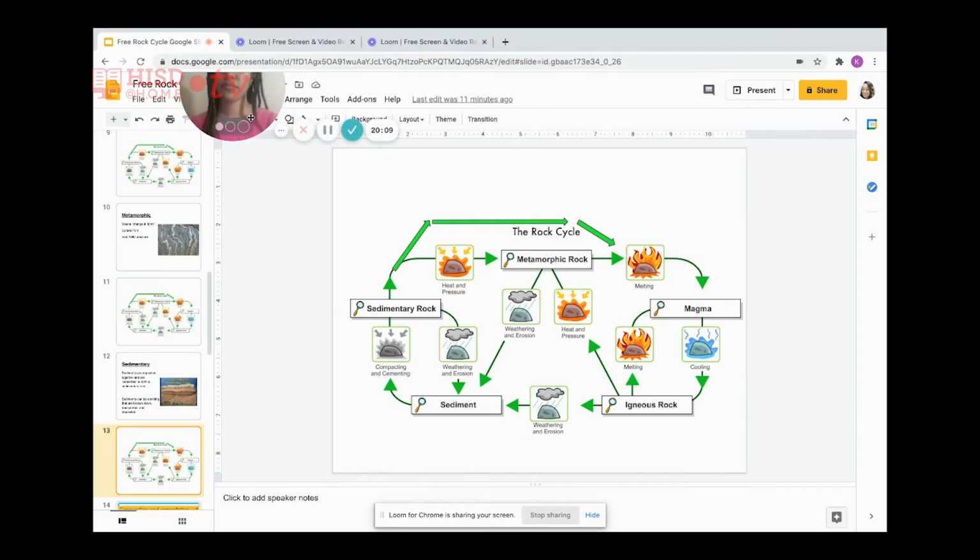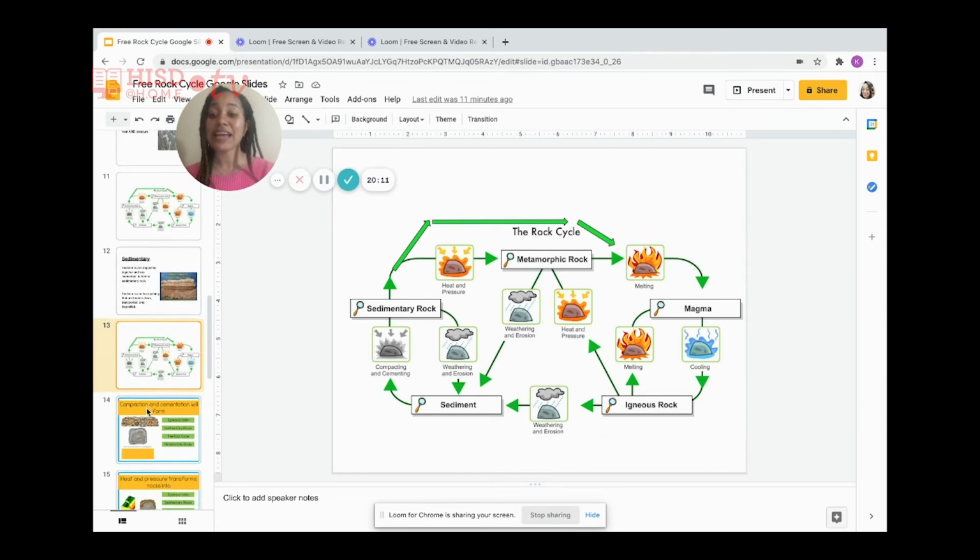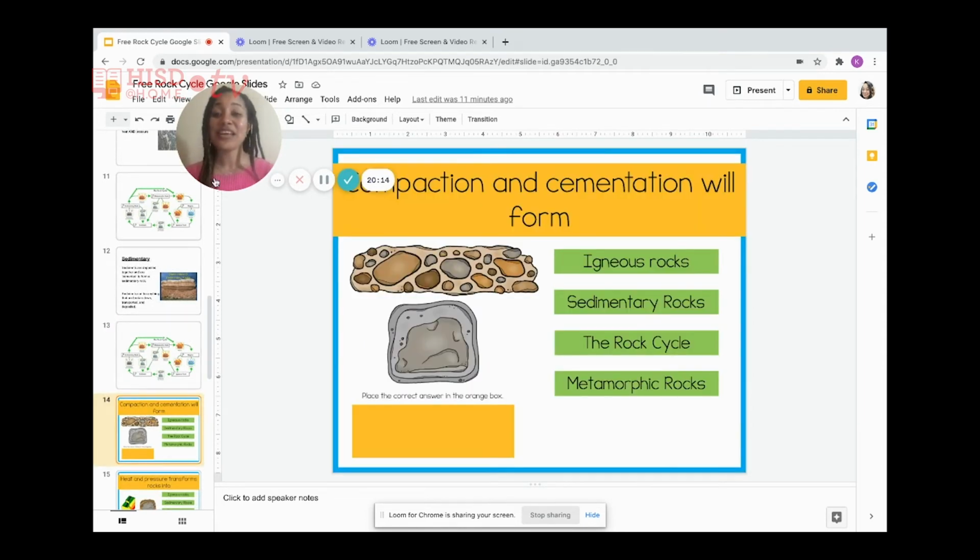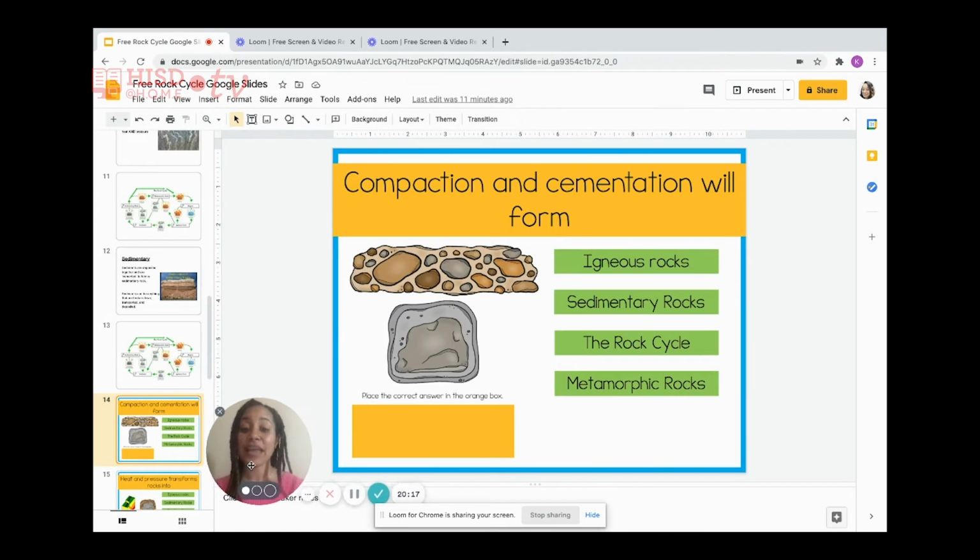So for the next activity, I'm going to ask a question and we're going to place the correct answer in the box. So if we compact and cement sediment into a rock, what type of rock will be formed? Will we form igneous rock, sedimentary, or will we form metamorphic rock? Right. Anytime we cement and compact rock, we will form sedimentary rock.